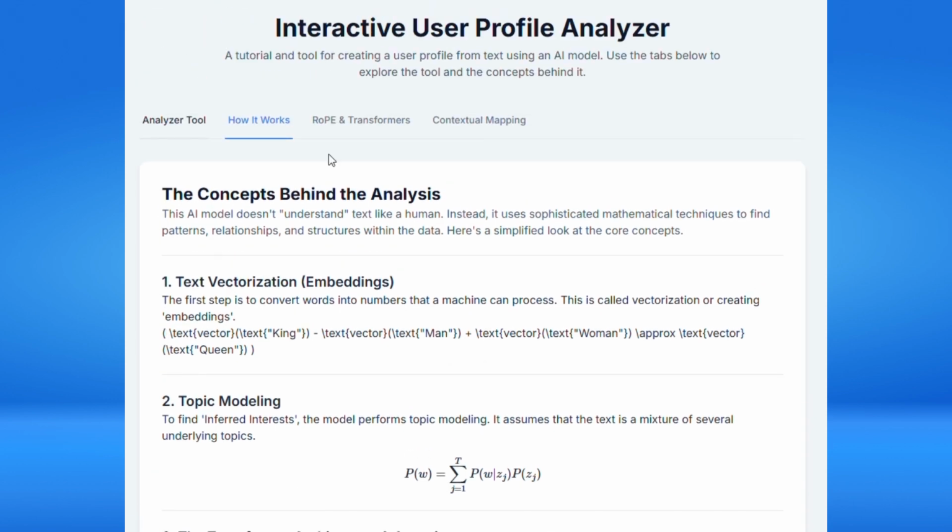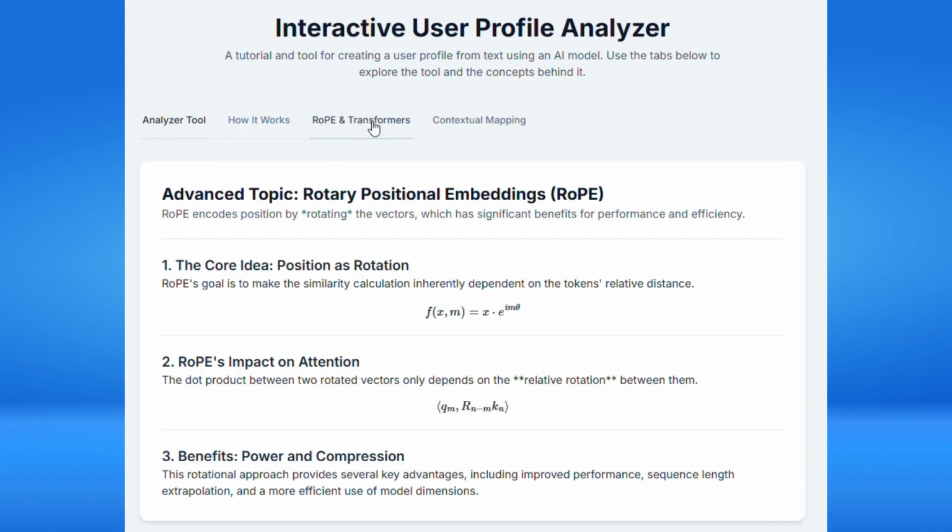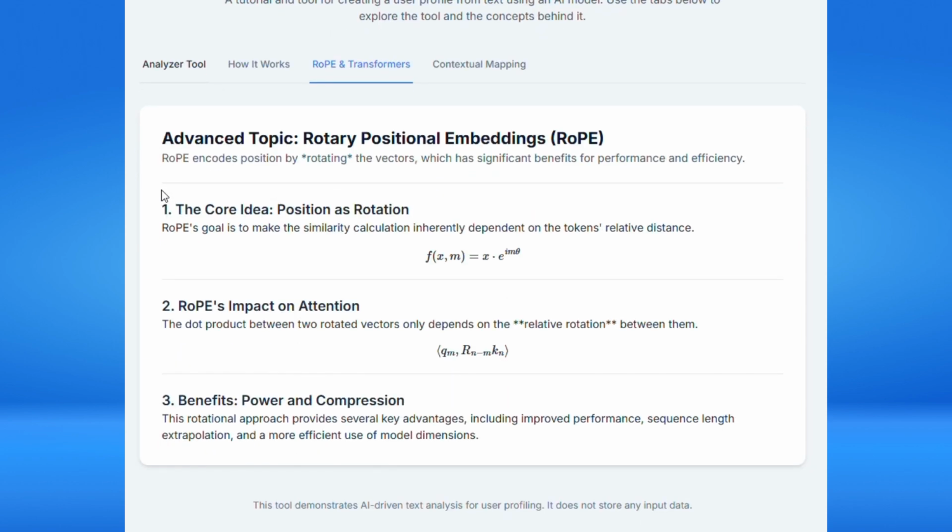Rotary positional embeddings use transformers to encode positions by rotating vectors, using rotary mathematical concepts which mimic pure mathematics. RoPE's goal is to make similarity calculations dependent on relative distance by taking two rotated vectors' dot products. This allows mesh systems to be developed, maximizing use of latent space.